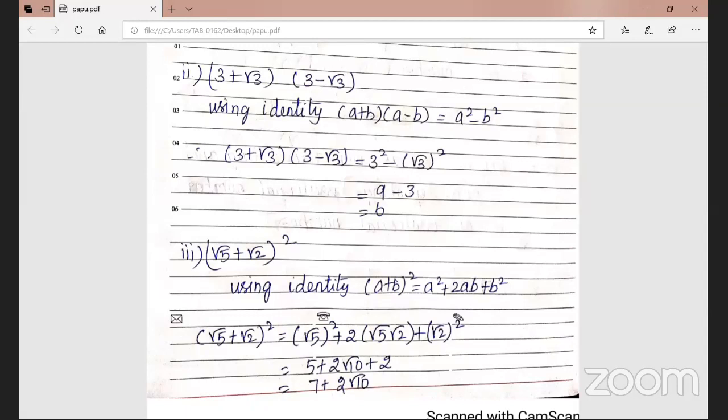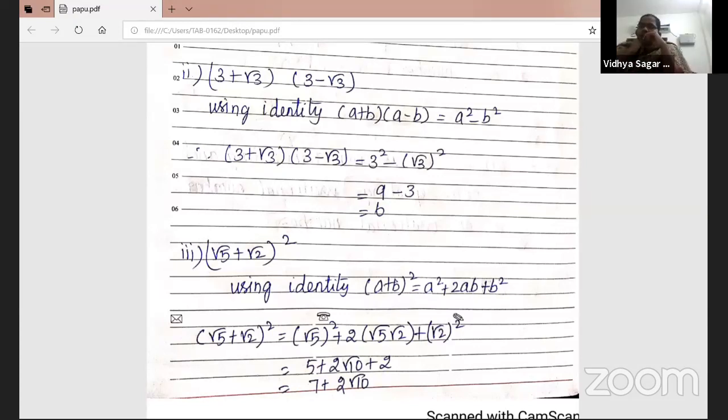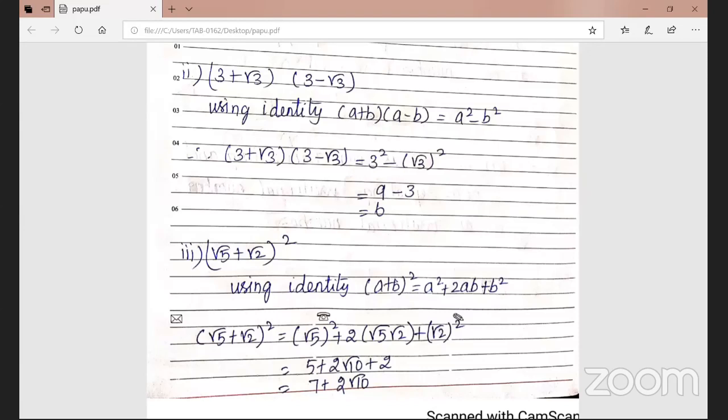Akash, I'm unmuting you. You tell the answer of A plus B the whole square. A plus B whole square is equal to A square plus B square plus 2AB, ma'am. Good, very good, Akash. Now I'm unmuting Aditya. Aditya, A minus B the whole square formula. A square minus 2AB plus B square. Good. Very good, Aditya.